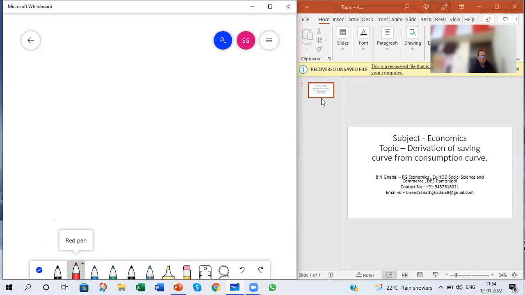Let us start. So now we'll derive the saving curve from the consumption curve. First we'll go for a diagram. On the upside we'll have the consumption curve. We'll take a small diagram.